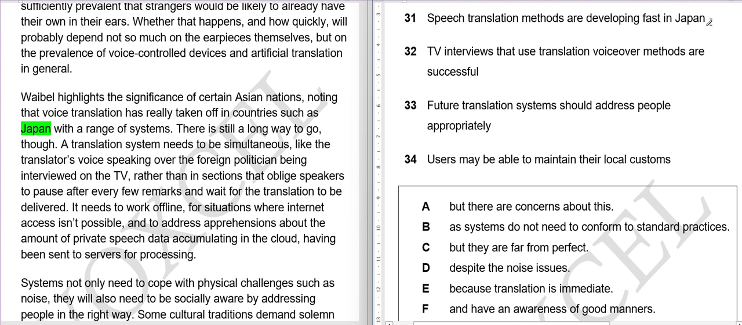Let me write here first. Our answer to this question is option number C. They are far from perfect. And how can we say so? Where it is written, are developing fast in Japan. First and foremost, tell me the location of this particular word, developing fast in Japan. Yes, has really taken off in countries such as Japan. So taken off, basically the thing is becoming more and more popular. It is developing basically in this particular context.